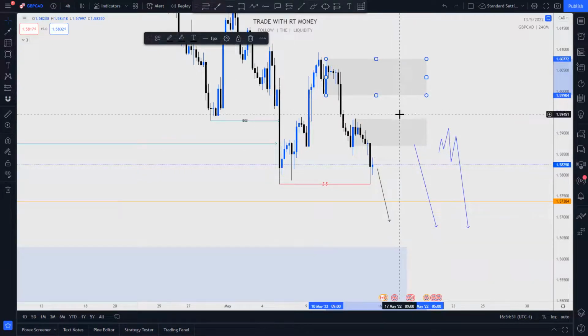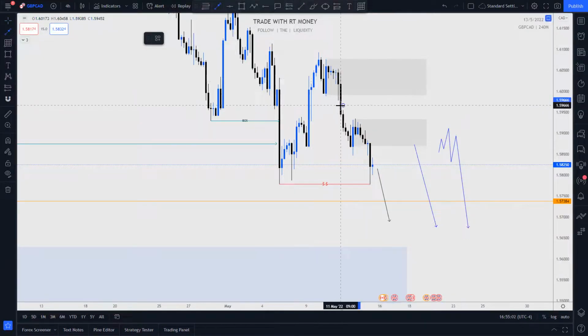But I'll be looking for nothing but sells. I'm not looking for any longs. I'm looking for shorts. There is a fair value gap up here that could draw price to it, right here. You understand? So there's a chance that price would want to take these highs out and then come down. But I'm looking for this or this, and I'm looking for that.